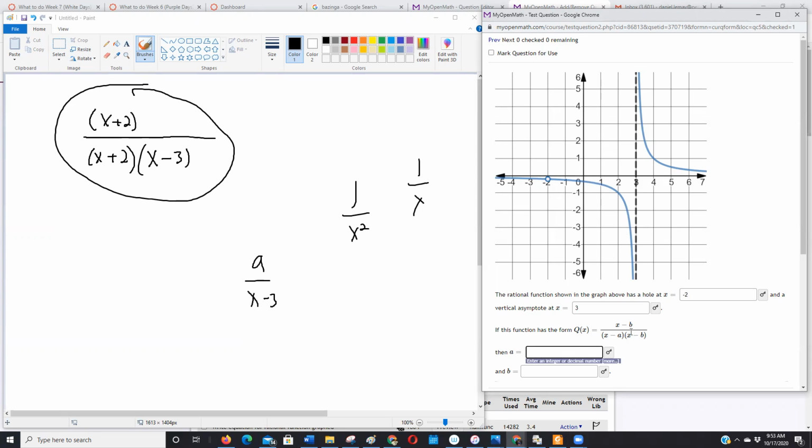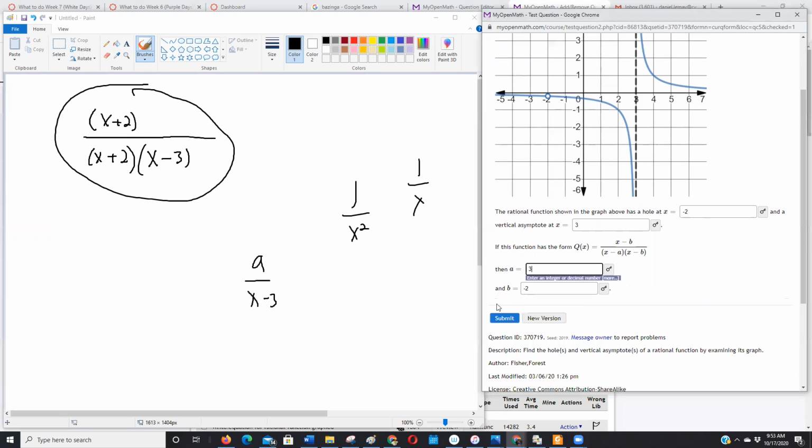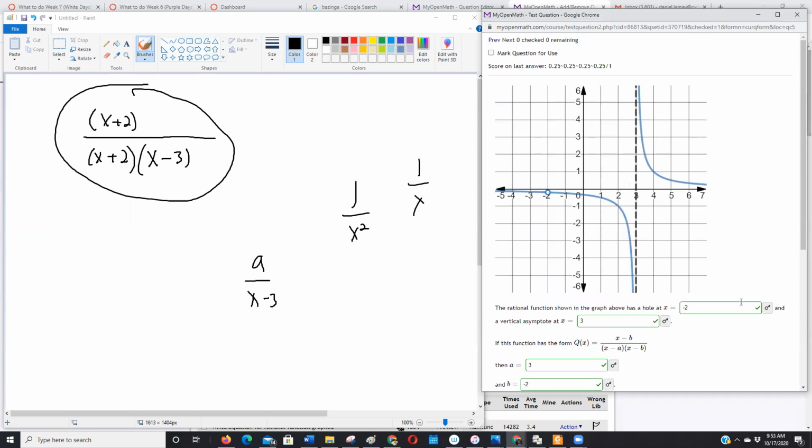So that tells me B, notice how B is the common factor. So B is going to be the negative 2, I think they probably want, and A will be the 3. Let's see how I do. Oh, bazinga, there we go. Okay, so that's how you deal with that. So learn that where the holes happen, you have to put the same factor in the numerator and the denominator. Okay, so hopefully that will help you do this question.